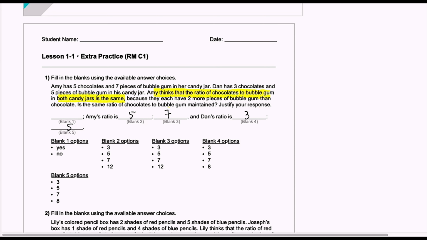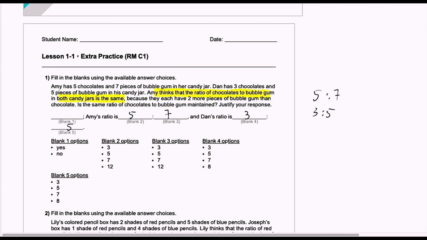If you compare the two ratios in her opinion, 5 to 7, we are adding 2 to the number of chocolates to get the number of bubble gum. The same thing here, 3 to 5, by adding 2 to 3. But if you look at the two ratios, 5 to 7 and 3 to 5, you will find they are not equivalent. The ratio wasn't maintained. If I want to double this number, it will be 10.